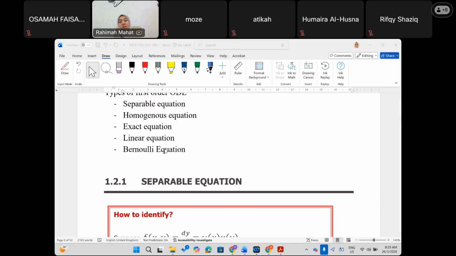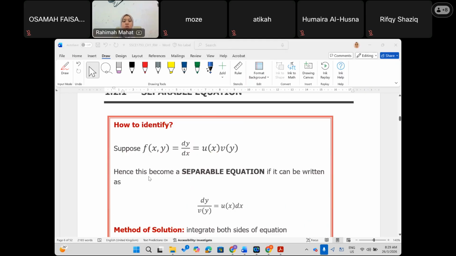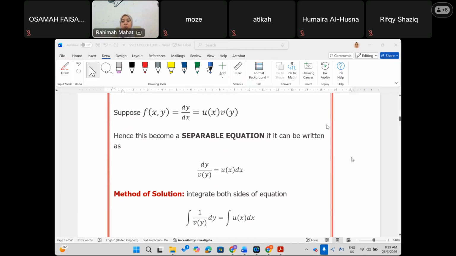Depends on the variables given to you. How many variables? Usually 2 for the separable equation. How do we identify it? Suppose that f(x,y) equals dy over dx and equals u(x)v(x). Hence, this becomes a separable equation if it can be written so that you can separate the variables.